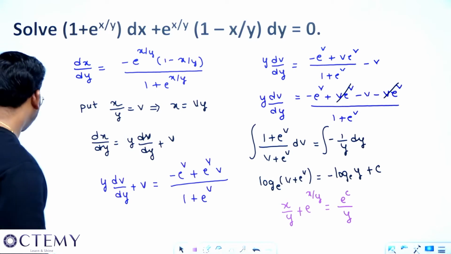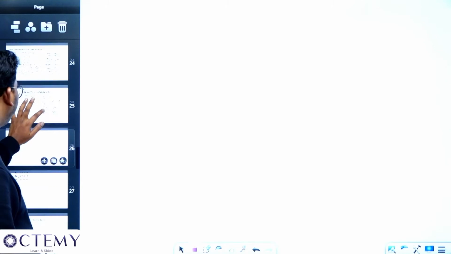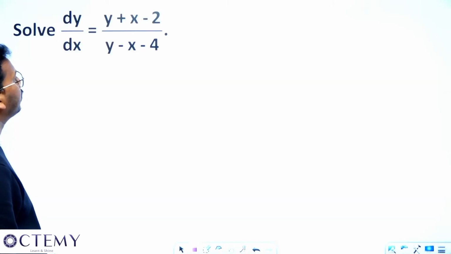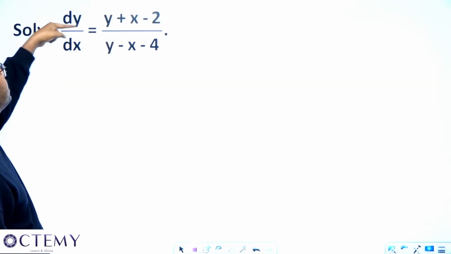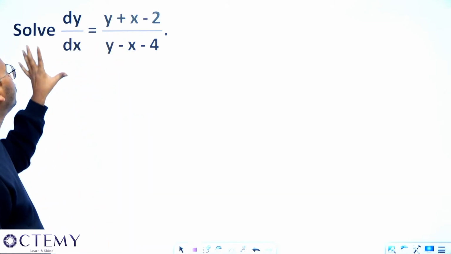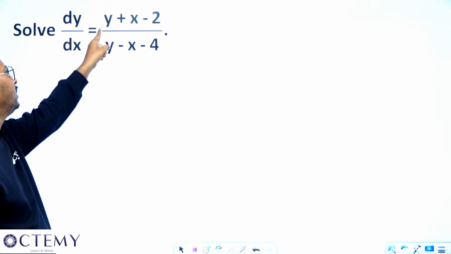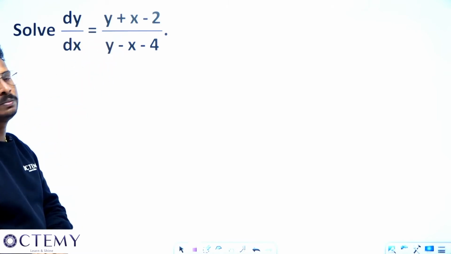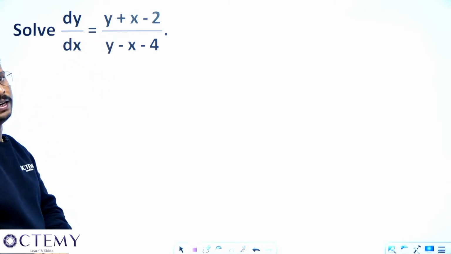Let me go to the next question. The next question is something like this, sir. It is telling dy by dx equal to y plus x minus 2 by y minus x minus 4. Now this is not homogeneous, isn't it? It is linear but not homogeneous because of the presence of 2 and minus 4, right?